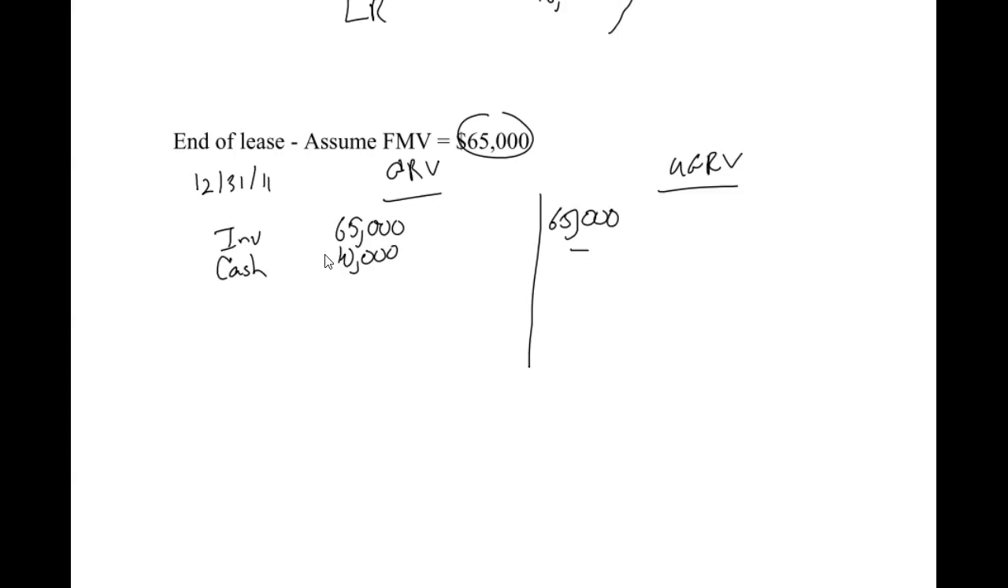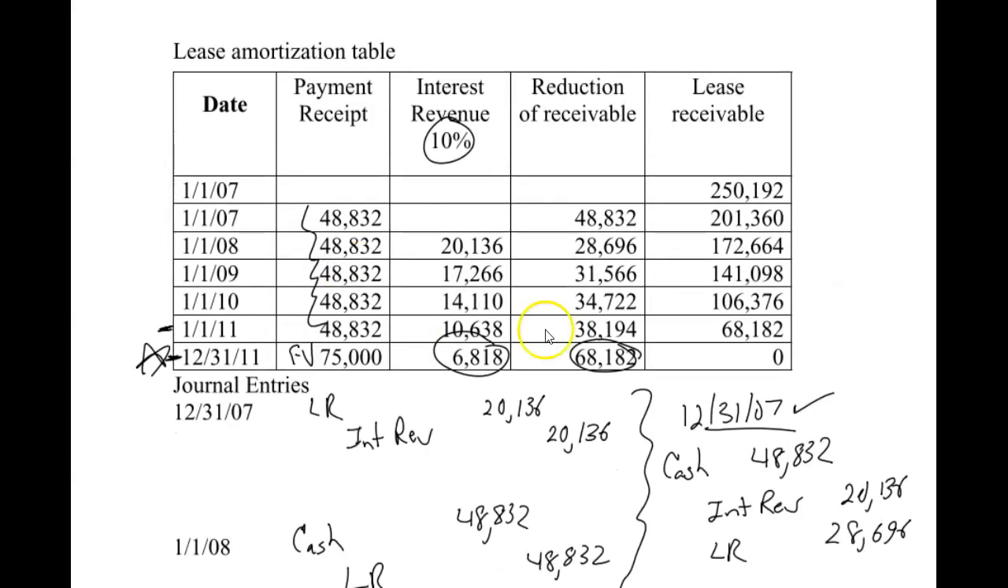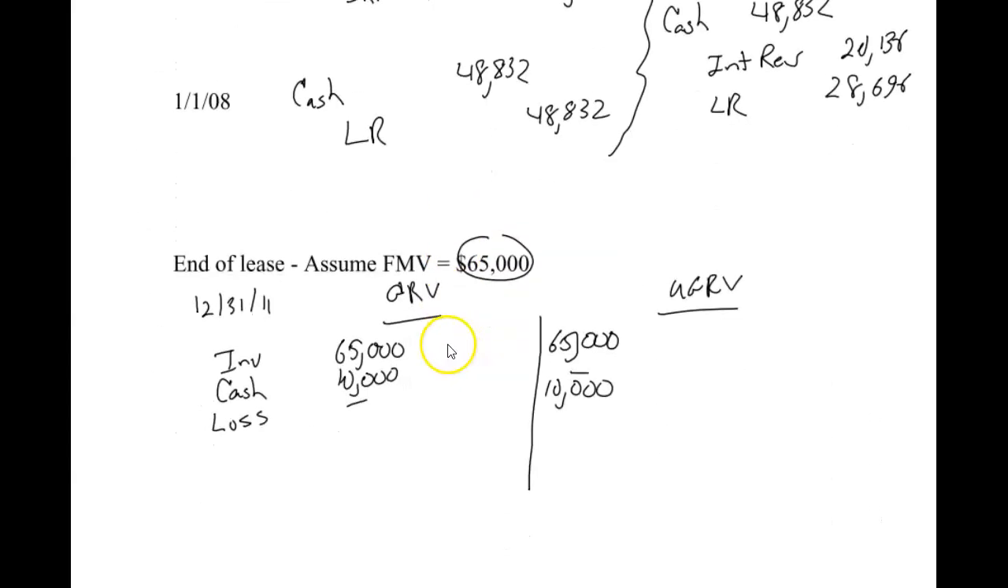On the unguaranteed side, there would be no cash. On that side, there would be a loss on the finance lease for $10,000. So there's my 75 worth of debits, and now my credits. Remember, scrolling back up, my credits are going to be the interest revenue and the lease receivable.